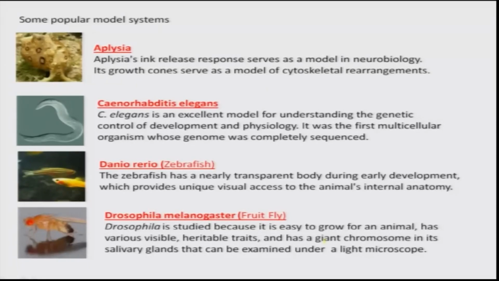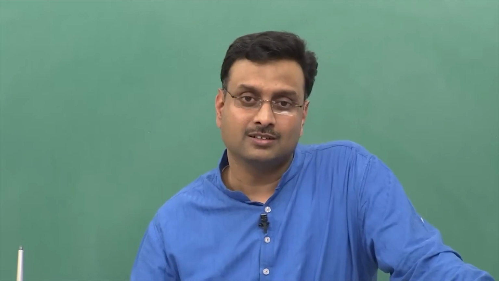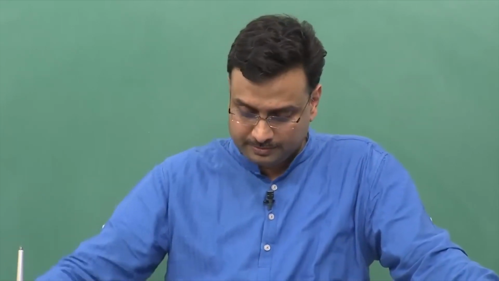You have another model which is the C. elegans, a nematode, a worm, which is a very good model for understanding the development and physiology. And as you know, many of the model systems have led to discoveries that were awarded Nobel Prize. Every model you can count on that they contributed to the Nobel Prize. That's the significance of their contribution.